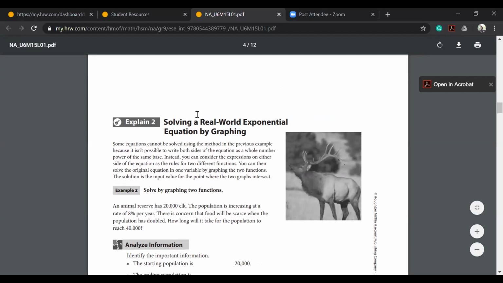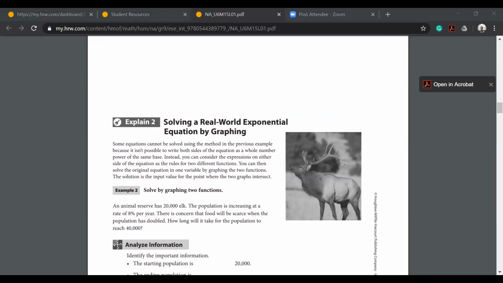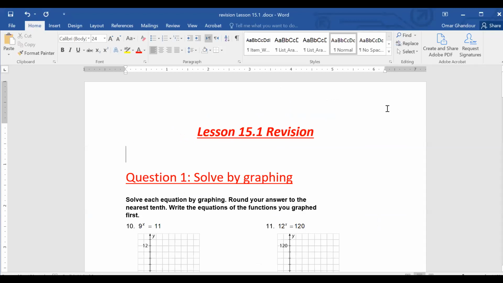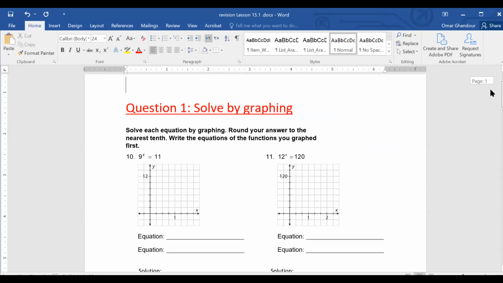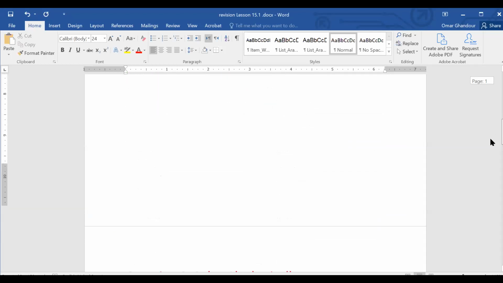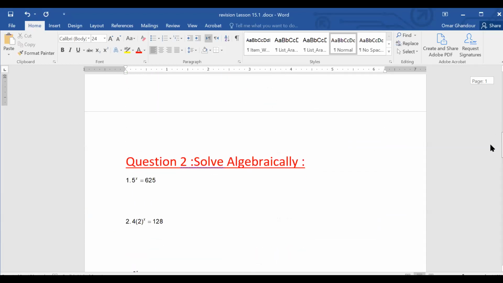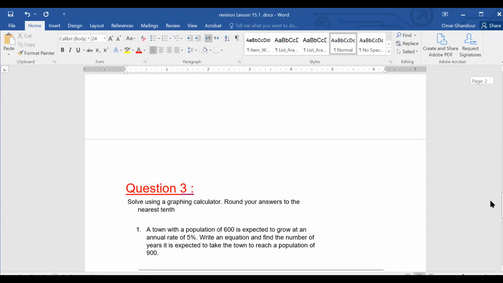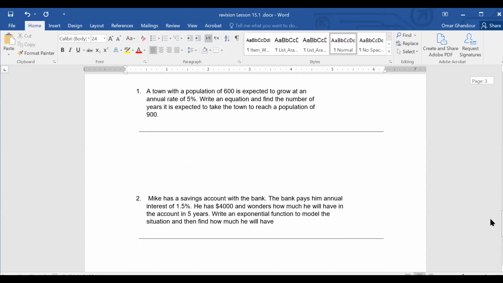I did a revision sheet for you. You will be having it. I uploaded it on Class Dojo. Let's open it together and then let's solve it together. It's divided into 3 parts. Question 1, solving by graphing. Question 2, solving algebraically. And then the graphing calculator part.